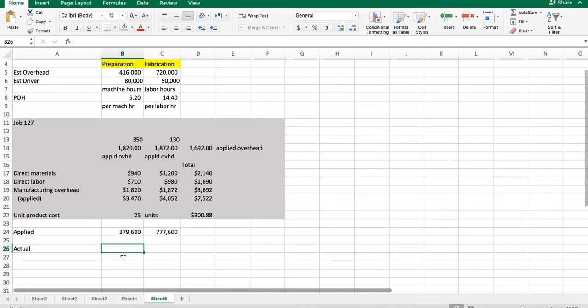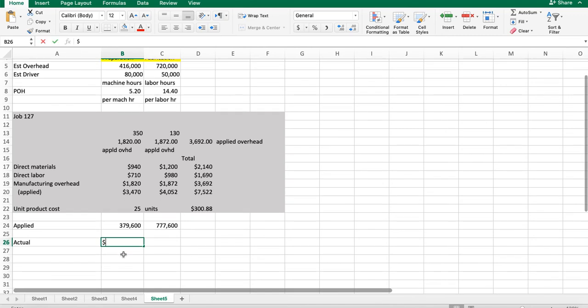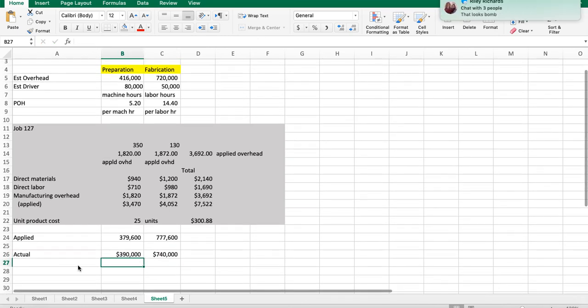Okay. And so then we look at our actual overhead and we see it was $390,000 in the preparation department, and it was $740,000 in the fabrication department.